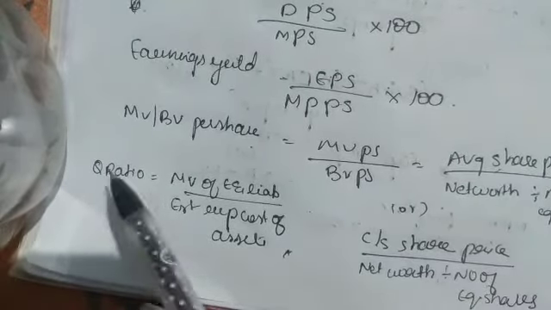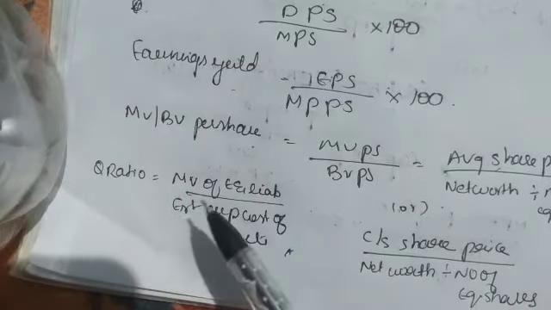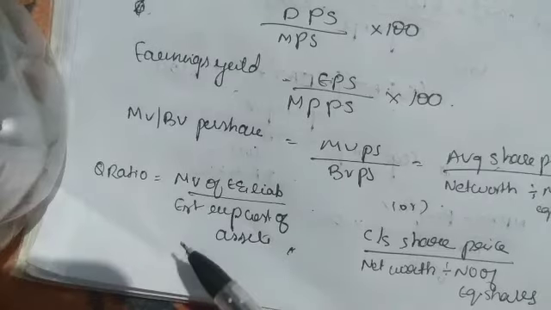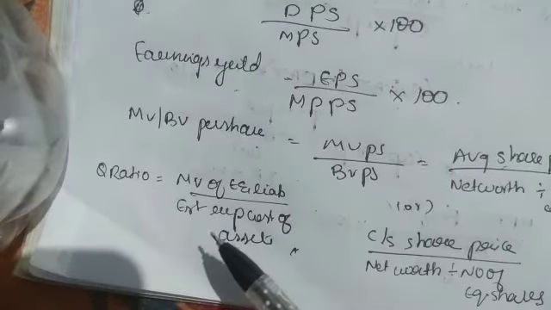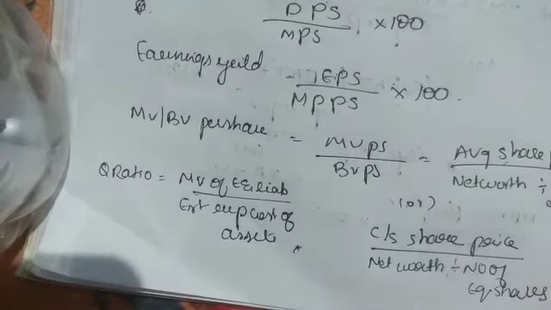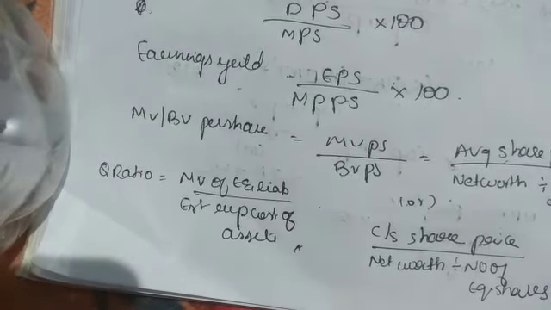Then the last one is Q ratio. Q ratio is equal to market value of equity and liability divided by estimated replacement cost of assets. So these are the profitability ratios.